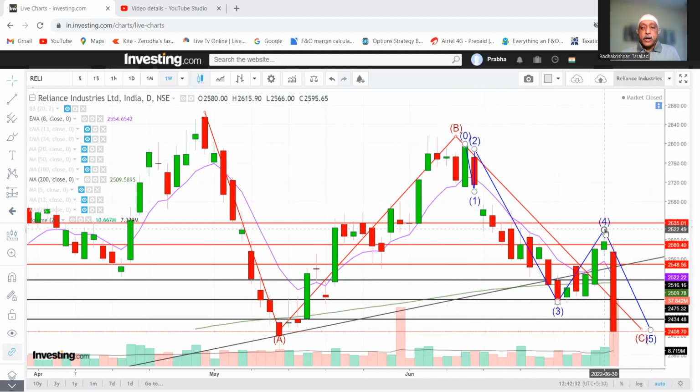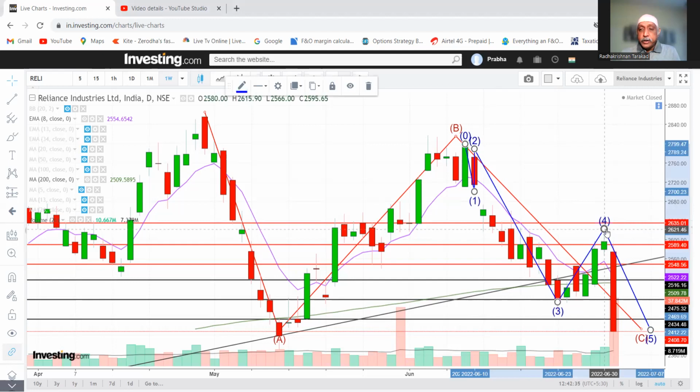As part of the C wave, Reliance was already in a five-wave structure, very clearly demonstrated. On 28th of June, the point 4, that is wave 4, was actually at this level. And we had predicted wave 4 termination at 2500 thereabouts levels. But we all know that wave 4 termination can usually be 14.6%, 23.8%, or 38.2% of wave 3. So the maximum possibility of wave 4 could have been around the 2580 to 2600 zone.